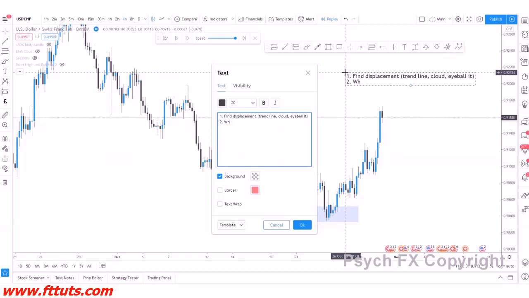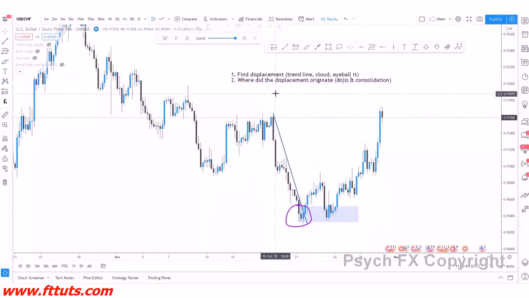Number two, where did the displacement originate? And then we're looking for dojis and consolidation, because then we're waiting for price to return to that area and give us a potential setup. Very, very simple, guys, because that displacement is going to be a nice demand or supply zone. And we can see, if we just look at this, we have a drop, base, rally. Very, very simple.